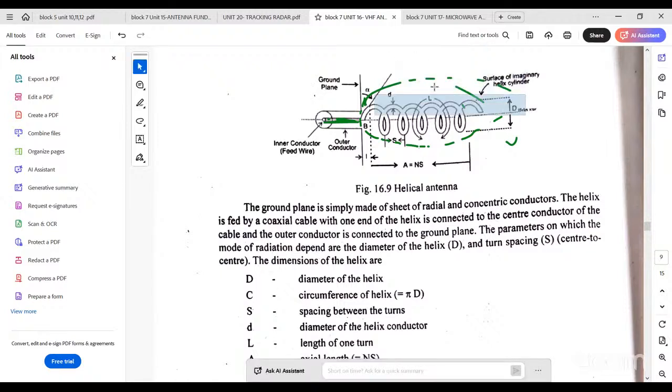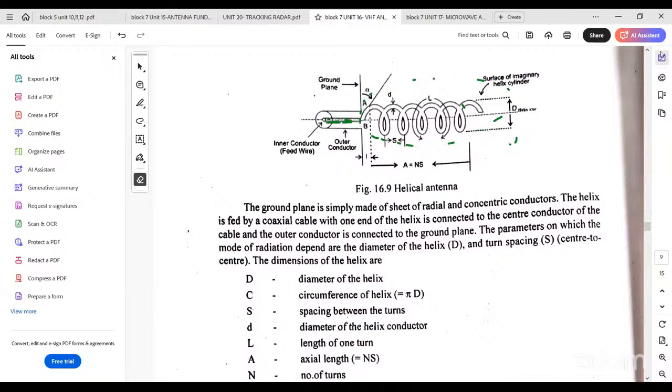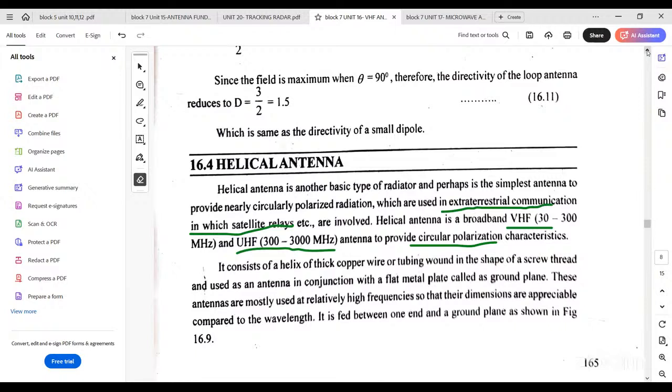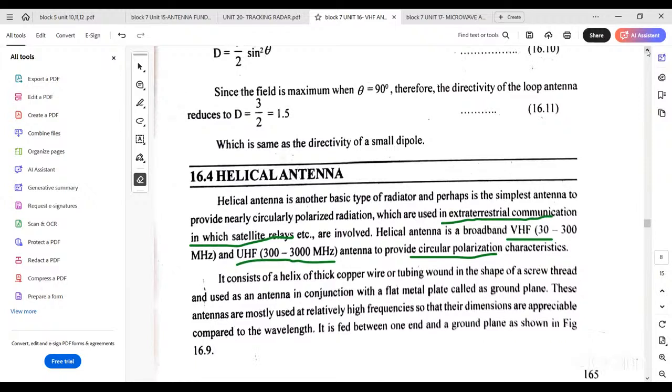First, we have to draw the diagram and give the description of the diagram, and we have to write this description in paragraph format. Go to the previous page and see what is mentioned there. The description of the diagram is given in the last paragraph, the second paragraph on page 165. It consists of a helix of thick copper wire tubing wound in the shape of a screw thread and used as an antenna in conjunction with a flat metal plate.